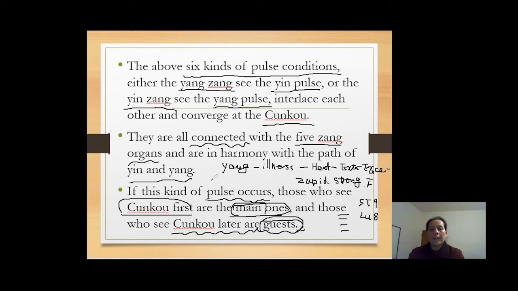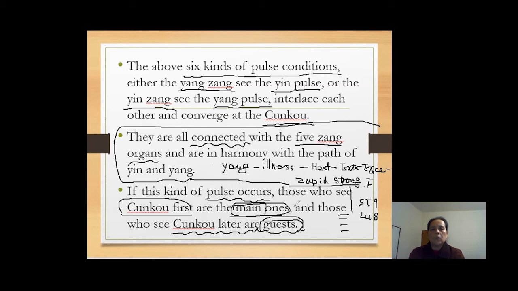So basically, pay attention: all pulses need to match the illness. If they match the illness, generally it's curable and not that severe, like a yang illness with a yang pulse. If a yang illness has a yin pulse, like we talked about before, a severe heat condition but the pulse is weaker, that is a severe situation. It's difficult to treat, or maybe the patient will die later.